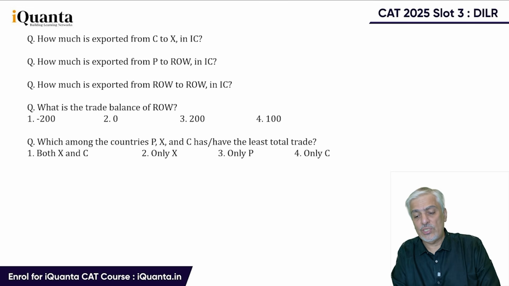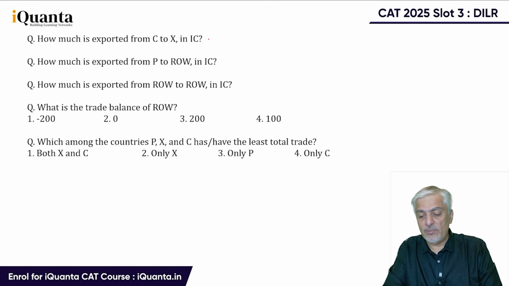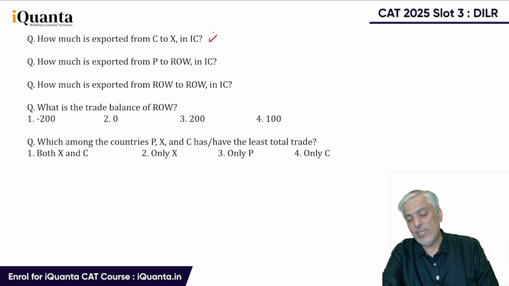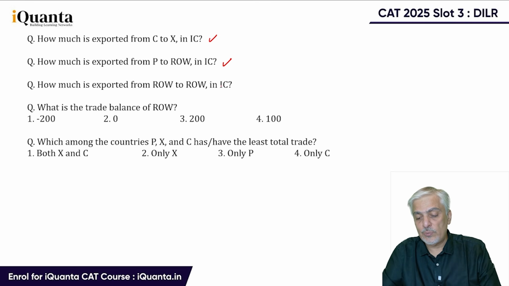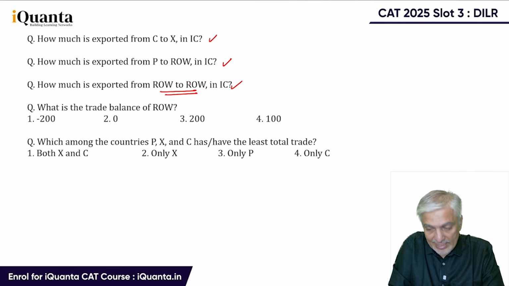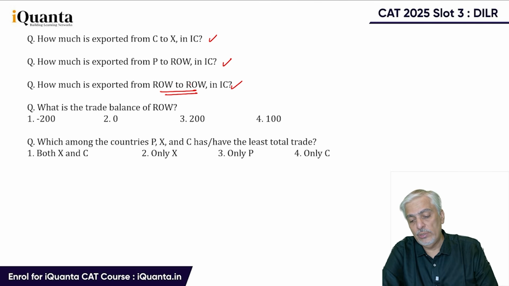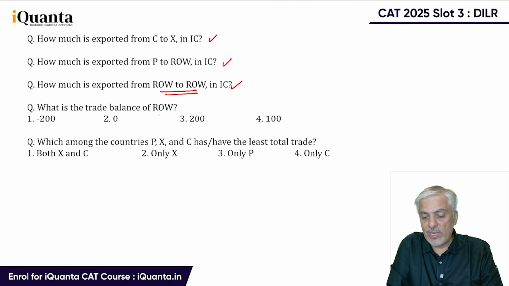First, obviously, I'll see the questions. How much is exported from C to X? Okay, so I need a specific thing, C to X ka export. How much is exported from P to ROW? Again, a very specific question. How much is exported from ROW to ROW? In fact, this gave me that hint which I was talking about, ROW to ROW. What is the trade balance of ROW?